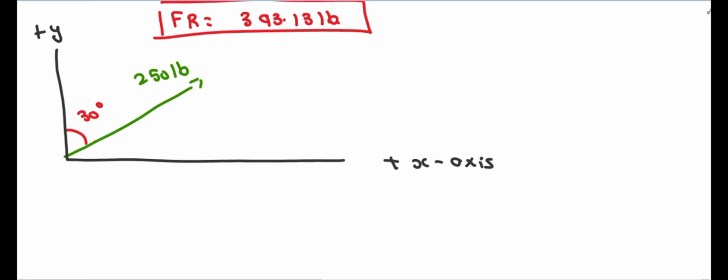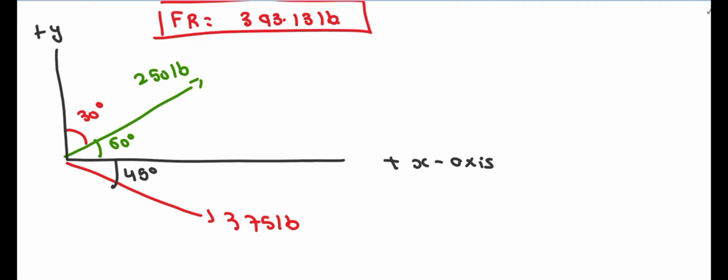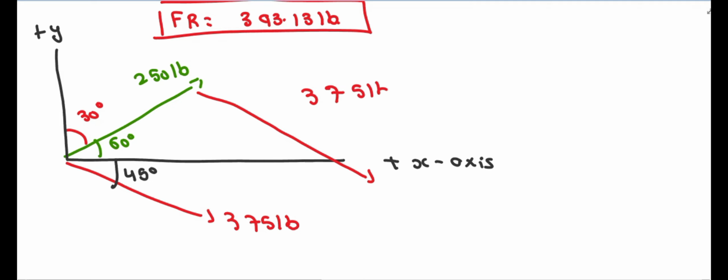This is 60 degrees. So 60 degrees is the angle of the 250 pound force from the positive x-axis. And this is the 375 pound force, which makes an angle of 45 degrees from the positive x-axis. By the head to tail rule, we put the tail of 375 pounds on the head of 250 pounds like this. This is our 375 pounds.